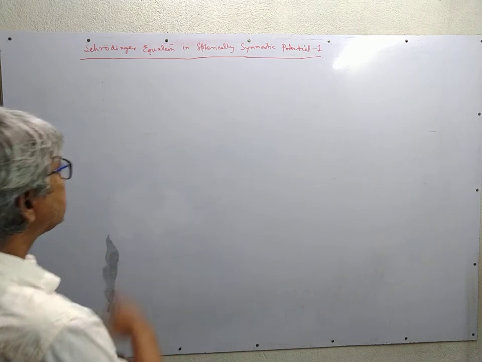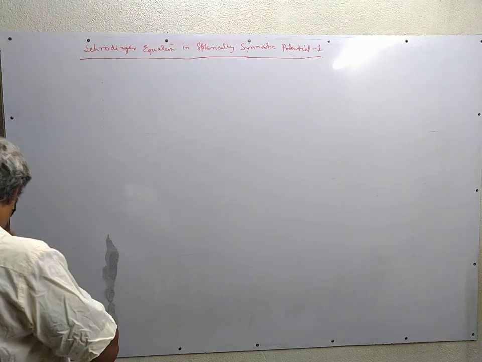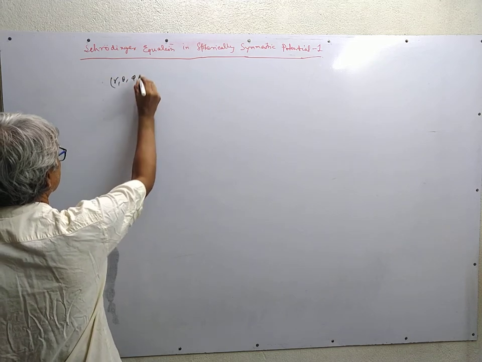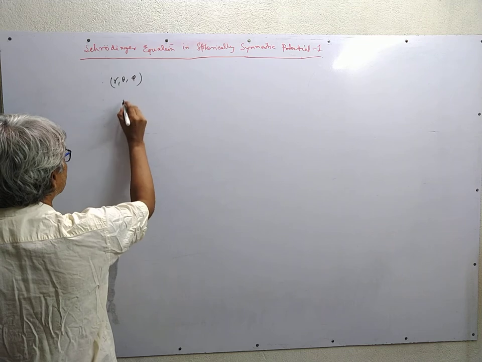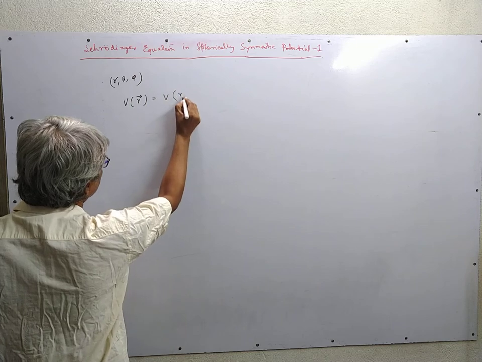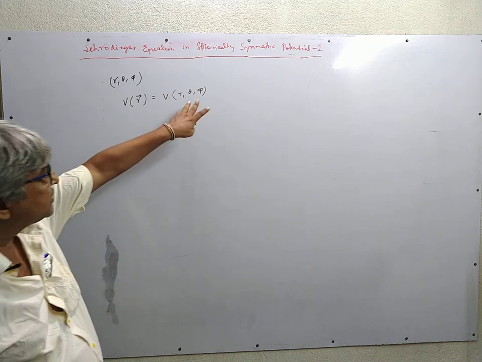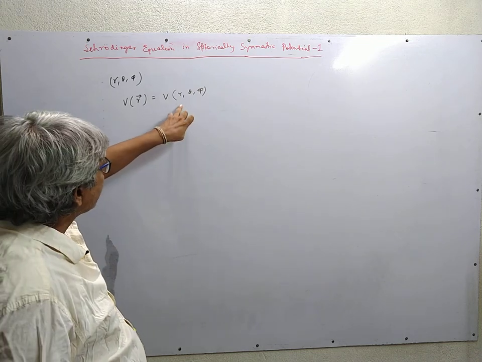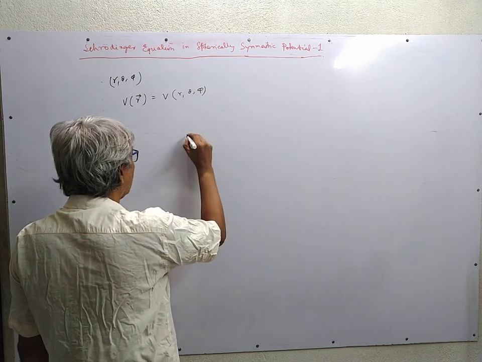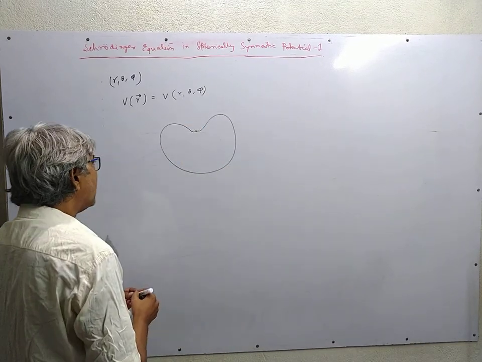explain what we mean by a spherically symmetric potential. In general, if we work in the spherical polar coordinate system, that is the r, theta, phi coordinate system, the potential in general depends on vector r. That is, the potential is a function of r, theta and phi. That is to say, the potential is different in different directions apart from its radial variation. For example, if we have a potential envelope of this shape, then it has an angular dependence.